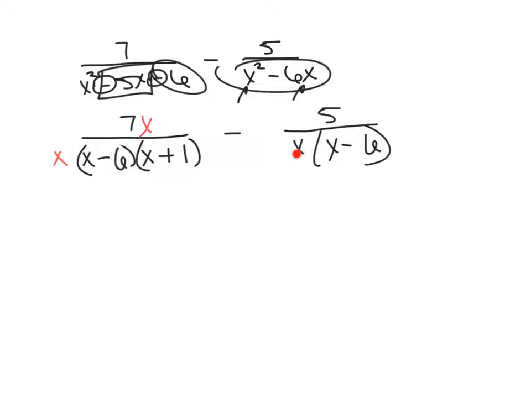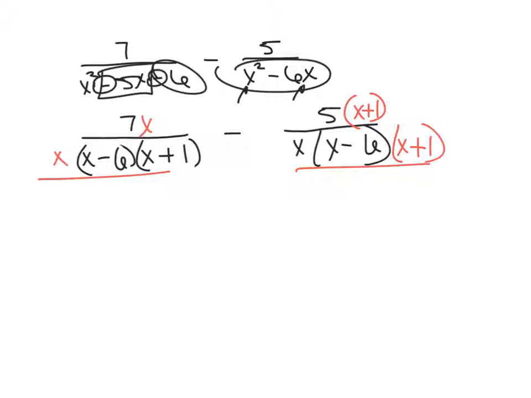Now I'm going to look over here. I've got an x, got an x. Got an x minus 6, got one there. So the only thing this one's missing is an x plus 1. Put in parentheses. Now they both have the same things on the bottom.